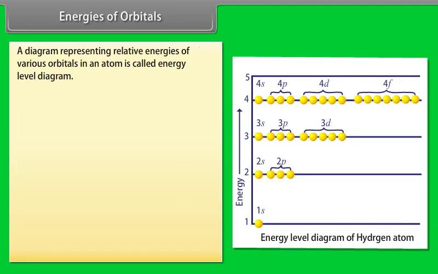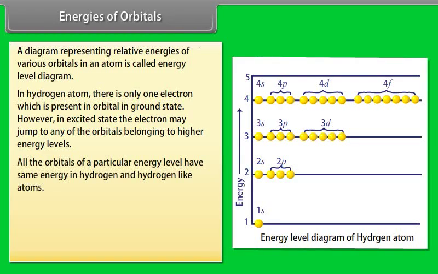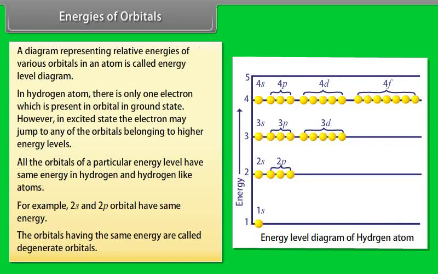Energies of orbitals. A diagram representing relative energies of various orbitals in an atom is called an energy level diagram. In hydrogen atom, there is only one electron, which is present in the 1s orbital in ground state. However, in excited state, the electron may jump to any of the orbitals belonging to higher energy levels. All the orbitals of a particular energy level have the same energy in hydrogen and hydrogen-like atoms. For example, 2s and 2p orbitals have the same energy. The orbitals having the same energy are called degenerate orbitals.